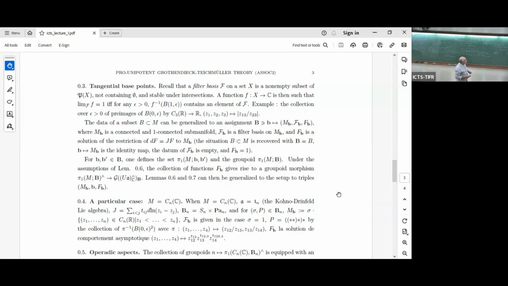And then, in fact, when you compute monodromy, usually you compute it with respect to a base point, which means that you want to compare solutions with respect to a given solution, which takes the value 1 at a given point. But here, in fact, you want to refine this notion, and you want a solution to have a particular asymptotic behavior according to this filter basis.